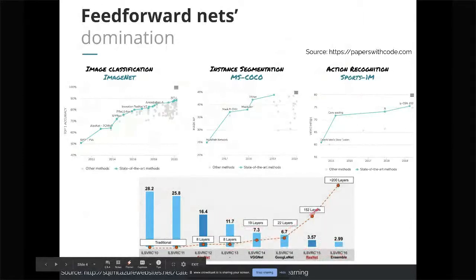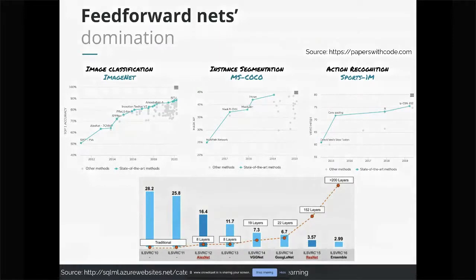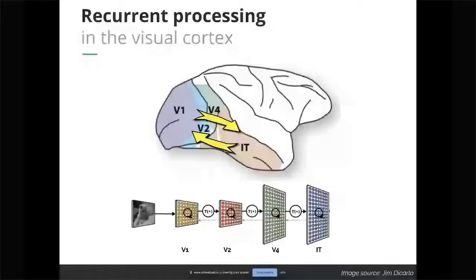At the same time, this red curve shows you that the number of layers in the feed-forward neural network that won the challenge that year has been increasing, I would say, almost exponentially. So much of the power of modern GPU neural networks is achieved through static and what I would call brute force depth. In comparison, if we look at the anatomy and physiology of the visual system, the architecture is somewhat different.